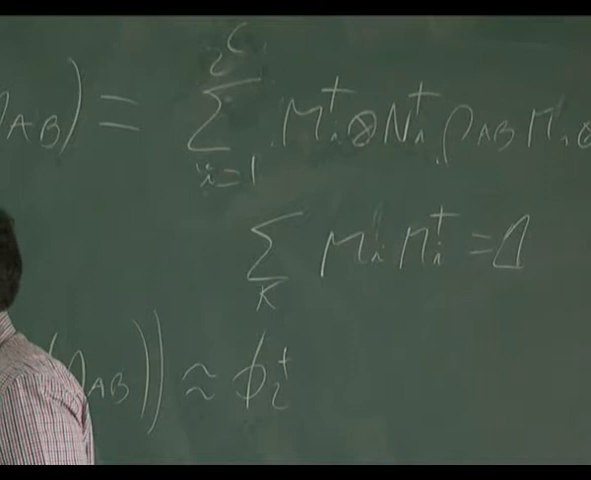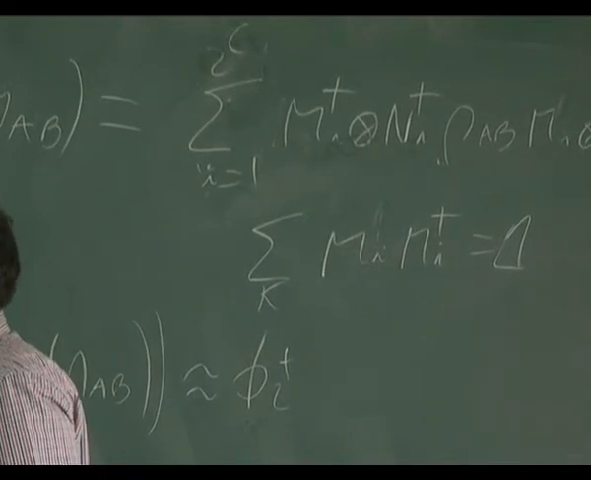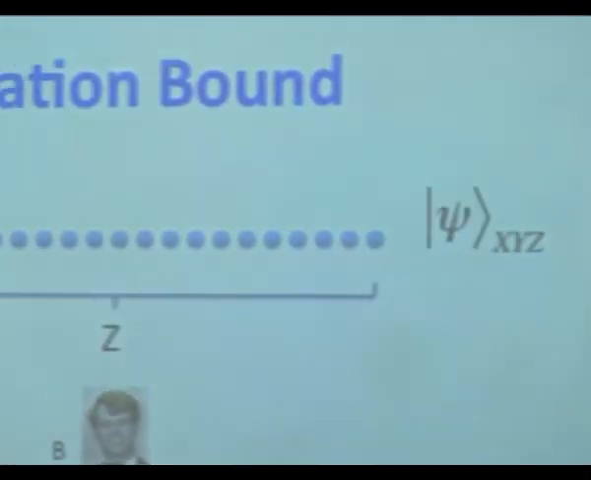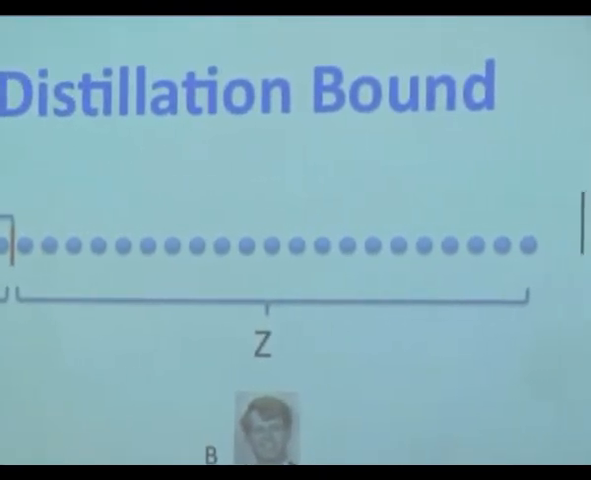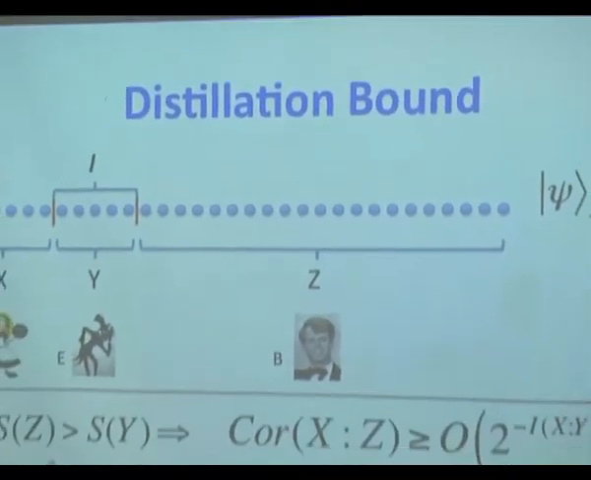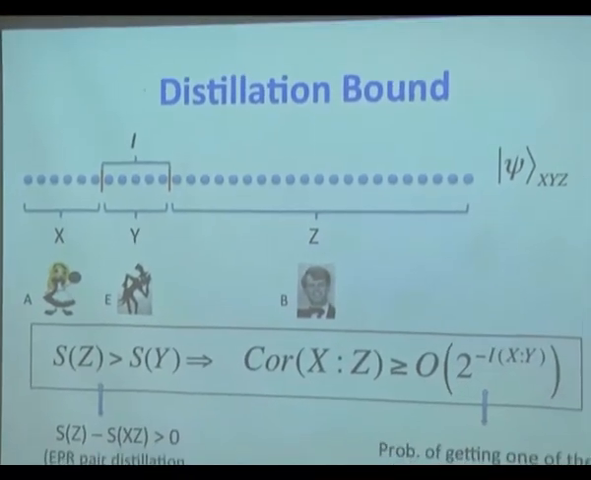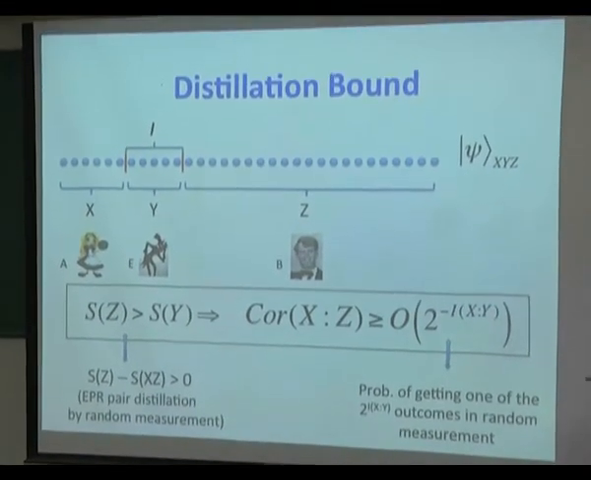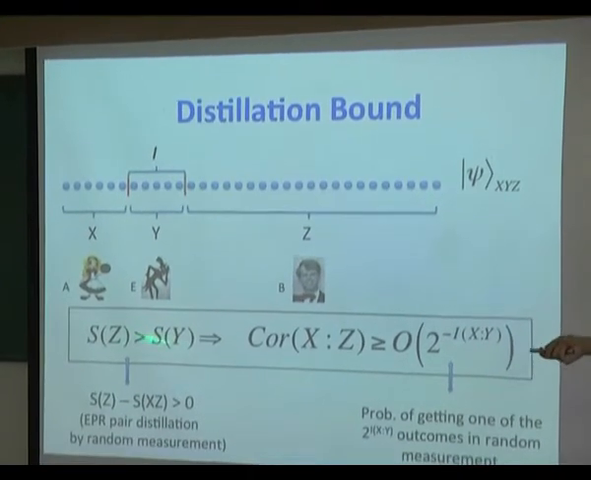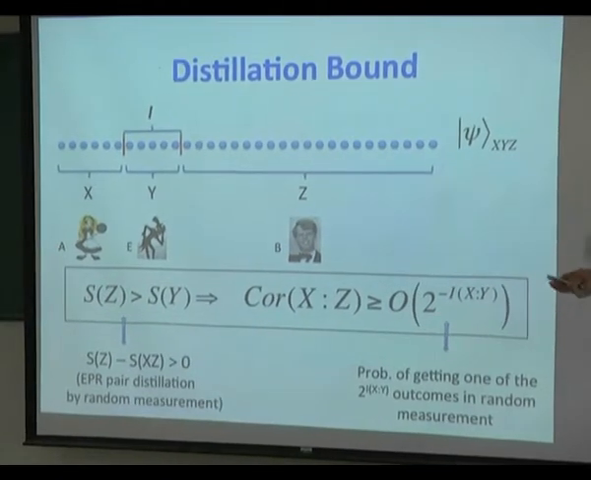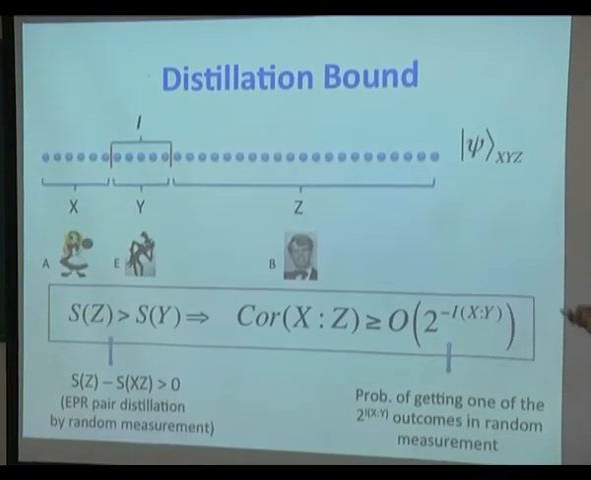This comes from the fact that they can distill an EPR pair, and we have to pay the price of the classical communication. So this is the probability of getting each one of these outcomes, 2 to the power of the mutual information of X and Y. Because the measurement is random, they occur with roughly the same probability. This helps, and therefore we have this bound. Is there a question on this? OK. If you got lost on this entanglement distillation, don't worry, you can just forget about it. This is the relation that matters. It's just a relation between entropies and correlations that we can prove by entanglement distillation.